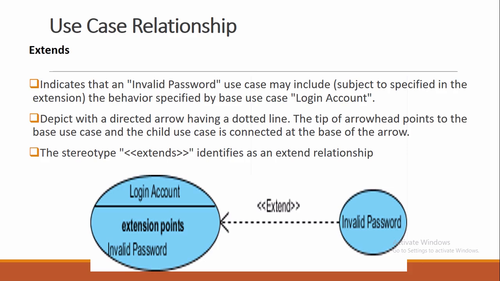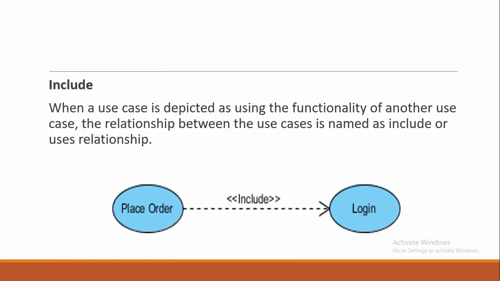For example, if the password is invalid, then we extend to the login account. You can see here, if my password is invalid, it extends the login account. The extension point is the invalid password. The extend relationship is represented using a dotted arrow with an extend stereotype.